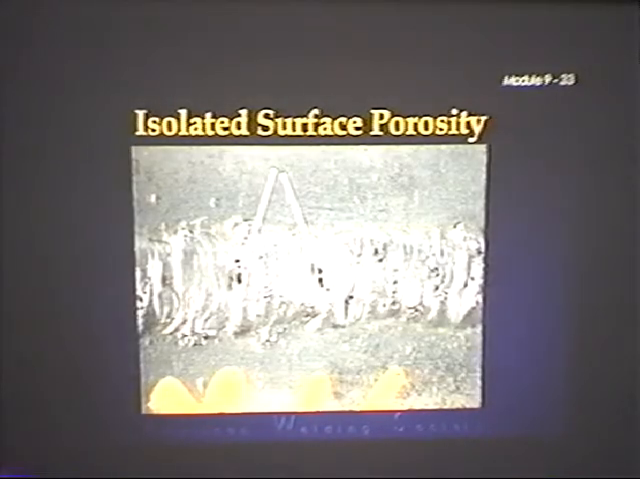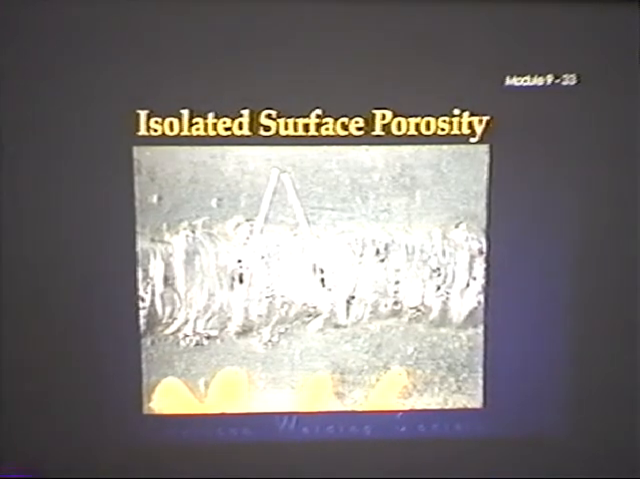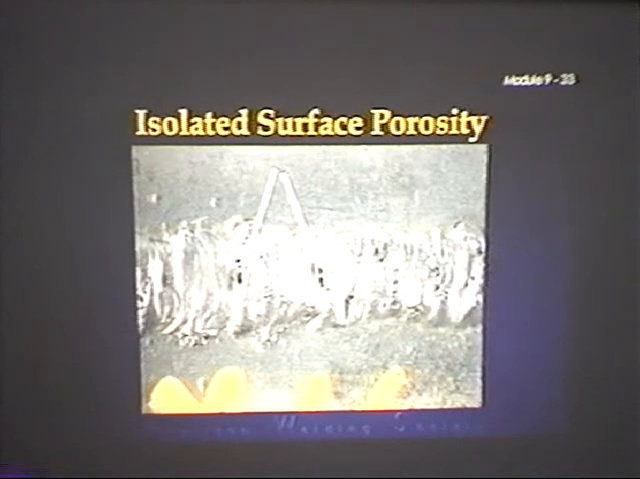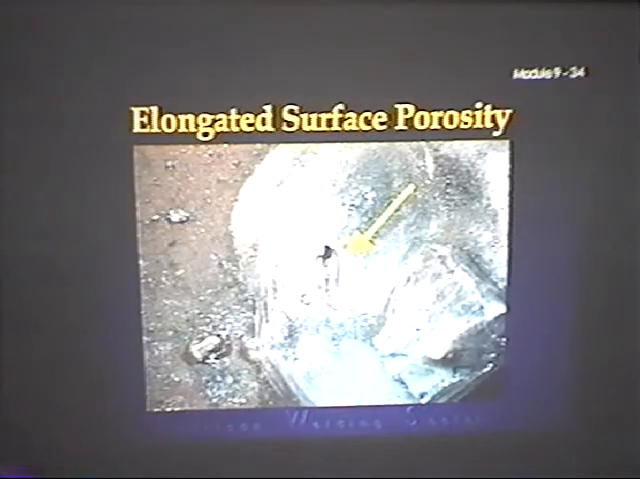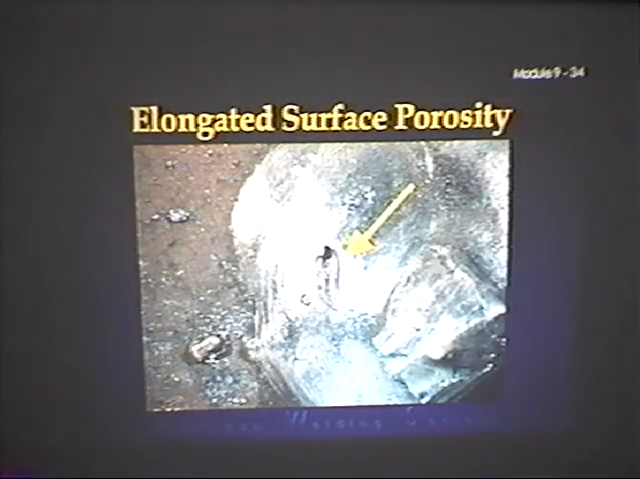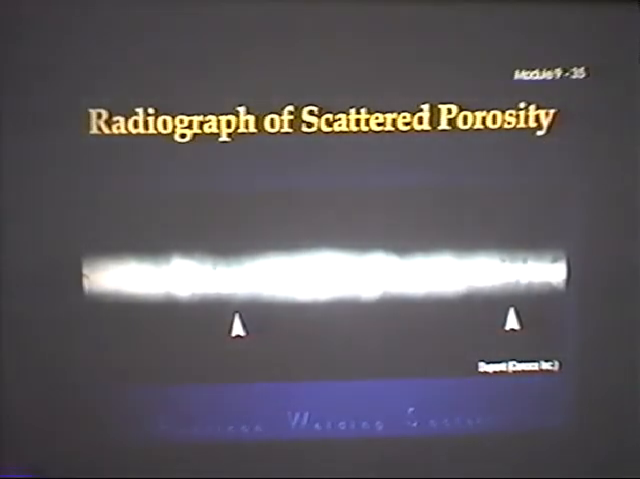This is isolated surface porosity. This is common with the shielded metal arc welding process if it's not used properly. And again, some codes will allow a little bit of that, but most codes won't allow a lot. This is called a wormhole or worm track, elongated surface porosity, where it stretches out like that. That's usually associated with the flux core arc welding process. And this is an X-ray of scattered porosity.